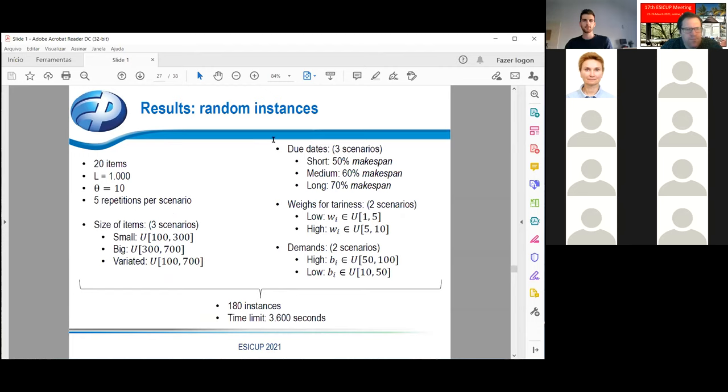And finally, we have some random instances that were generated in order to understand which of the parameters make the instances more difficult or take longer to get better solutions. We explored sizes of items with big, small, and varied sizes. We explored due dates that were tight, with short due dates relative to the makespan, medium and long. We explored different weights for the tardiness costs with lower and higher wages. And finally, lower and higher demands. All these combinations were explored in 5 repetitions so that we have a total of 180 instances, each one of them limited to 1 hour of CPU processing time.